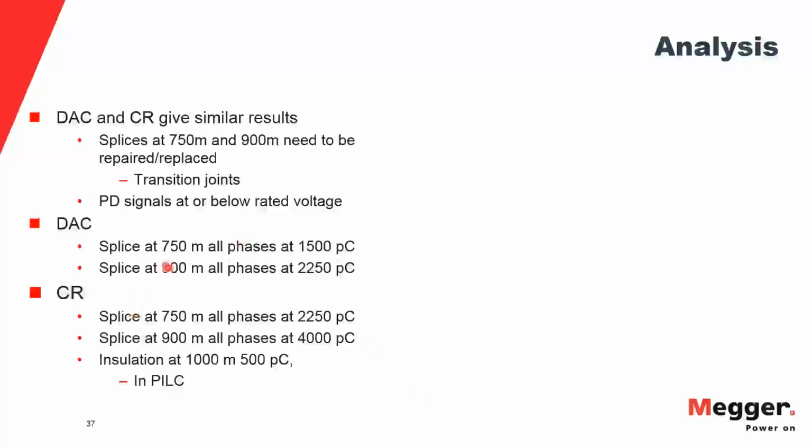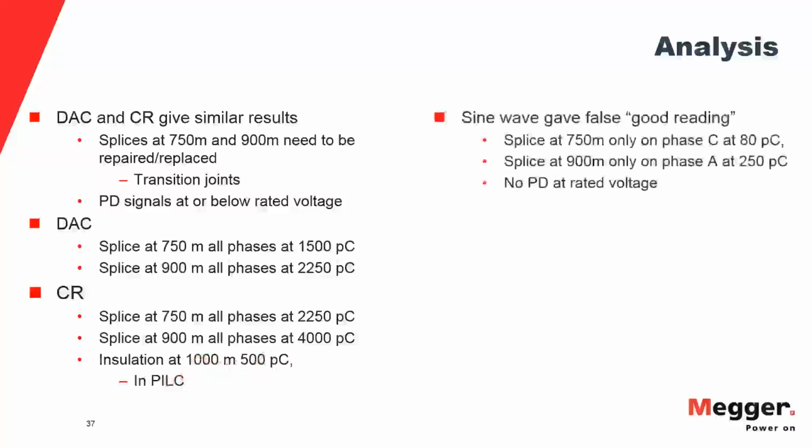So the VLF sine technology, though, gave us a false good reading. It showed the splice at 750 meters only on phase C, and it only had a value of 80 picocoulombs. Now, in this case, we had some very low background noise, but 80 picocoulombs is within the range of what would be background noise in typical field conditions. In my experience, background noise can go anywhere from 25 to about 125 picocoulombs. If the background was a little bit higher during this test, we wouldn't have been able to find this splice at all. And similarly, this splice at 900 meters with only 250 picocoulombs, that's still a very low signal.